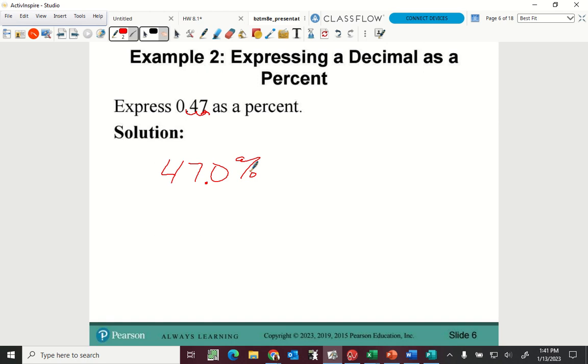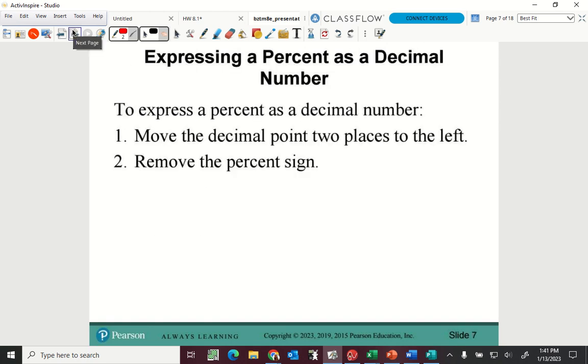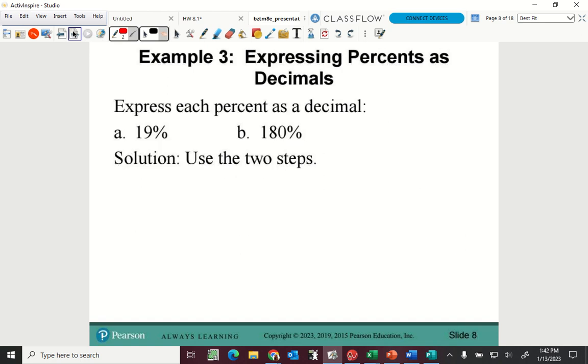Anyway, all right, 47%. All right, right here, to express a percent as a decimal, move the decimal point 2 places to the left this time. Remove the percent sign. All right, try it.